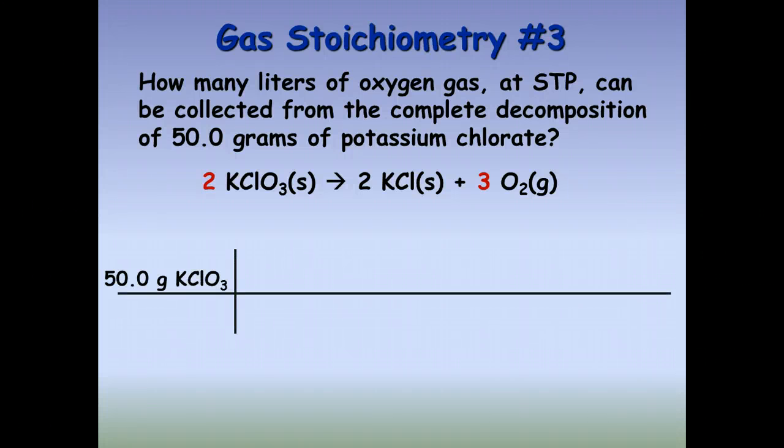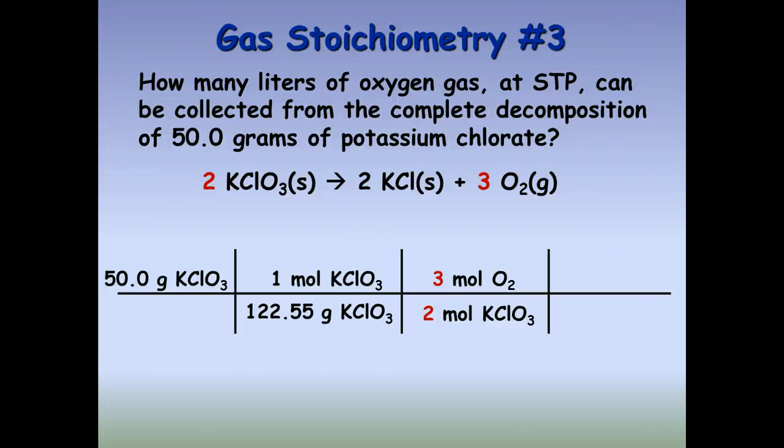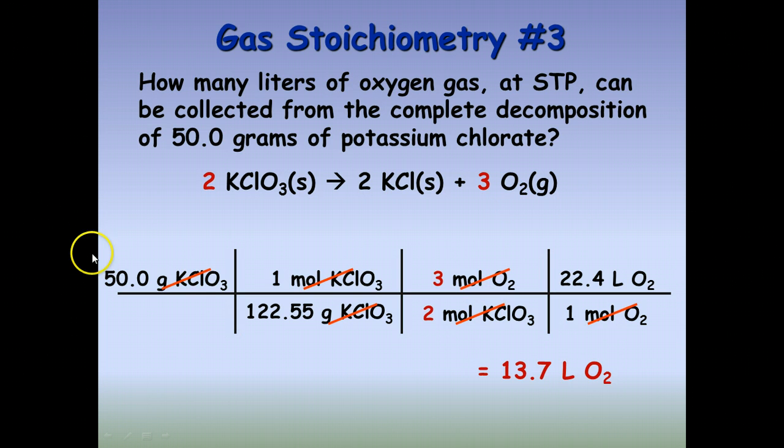So start with our 50 grams of potassium chlorate. Molar mass of potassium chlorate gets us to moles of potassium chlorate. Our mole to mole ratio says we have 2 moles of potassium chlorate for 3 moles of oxygen. And then at STP, 1 mole of oxygen is 22.4 liters. When we cancel our units, we come out in liters of oxygen, and we should come out with 13.7 liters. Remembering that these moles in front here are counted numbers, so they are infinitely significant. Your number of significant figures comes all the way back here at your data.